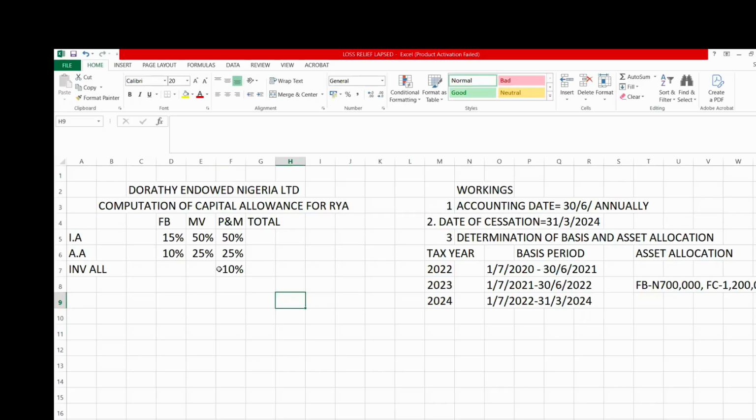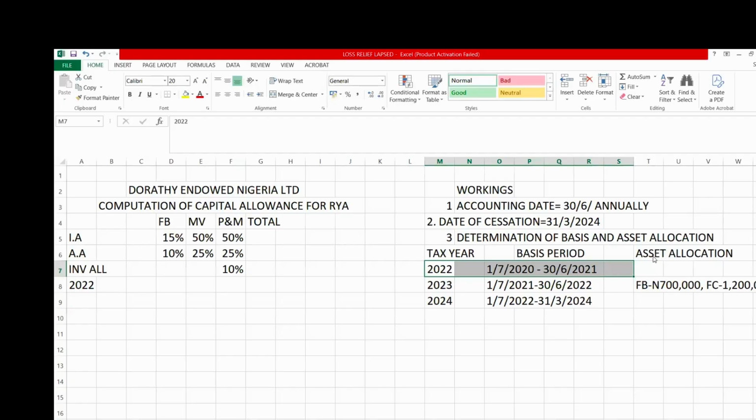So after knowing the rate, the next thing for you is to know, so we are given information related to 2022. That is based on information provided by the examiner. So we have a 2022 year of assessment, but in this 2022, no asset was acquired based on information provided. But from the question, let me go to the question.